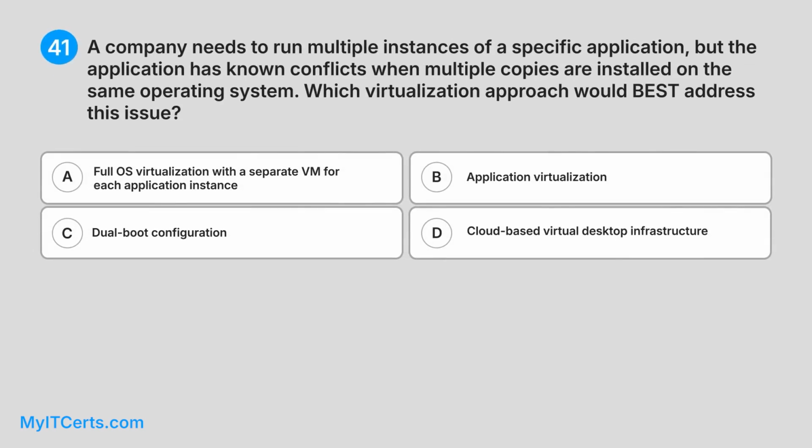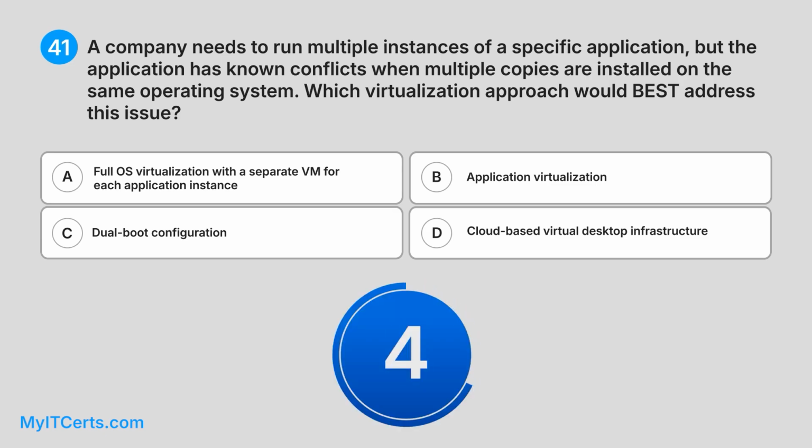41. A company needs to run multiple instances of a specific application, but the application has known conflicts when multiple copies are installed on the same operating system. Which virtualization approach would best address this issue? A. Full OS virtualization with a separate VM for each application instance. B. Application virtualization. C. Dual boot configuration. Or D. Cloud-based virtual desktop infrastructure. Do you know the answer?